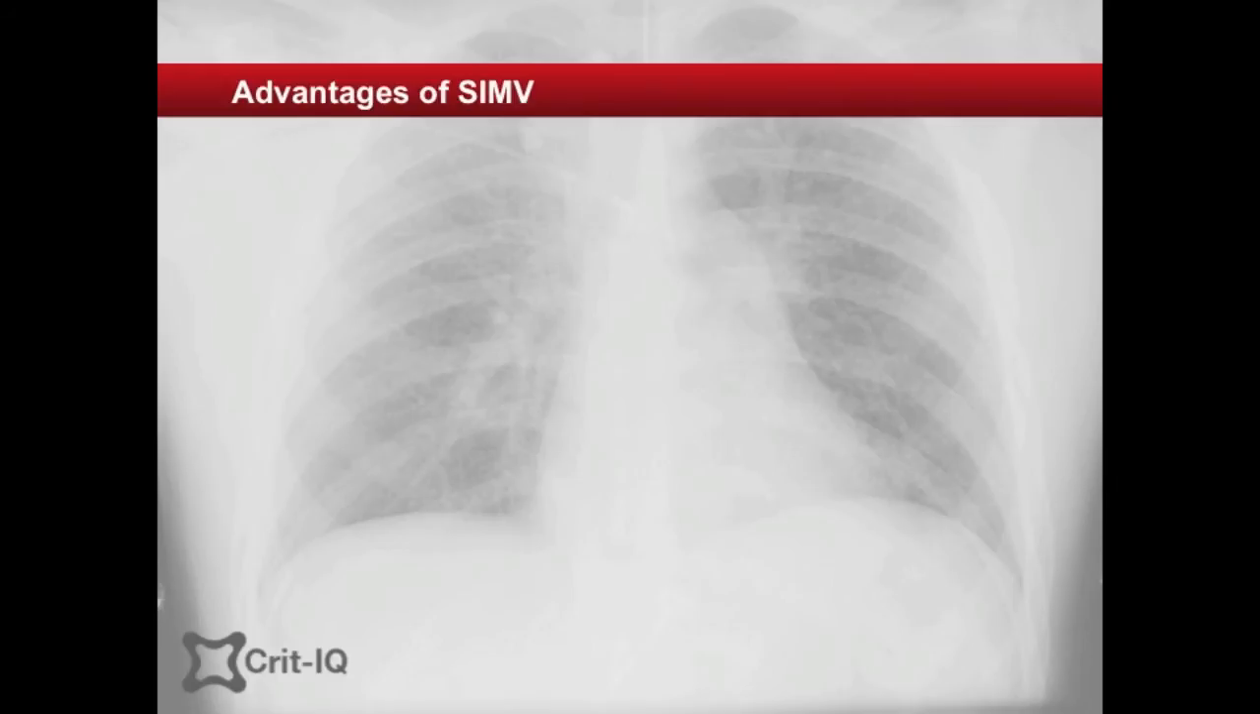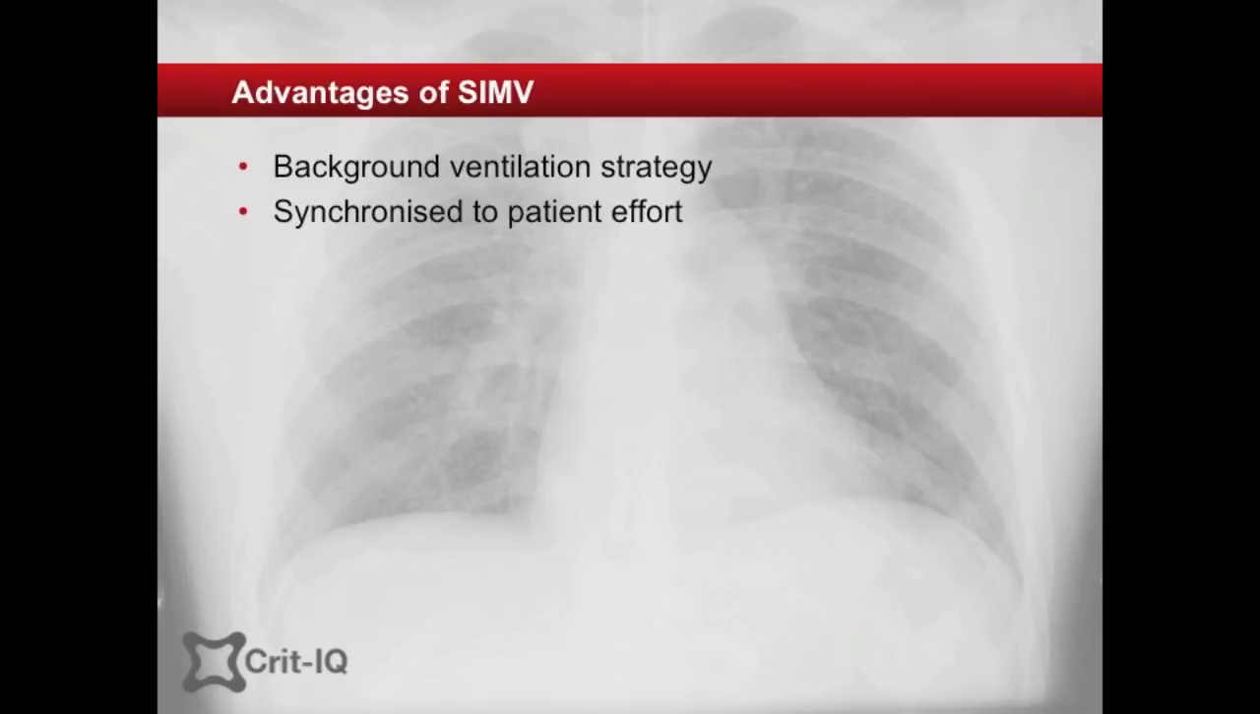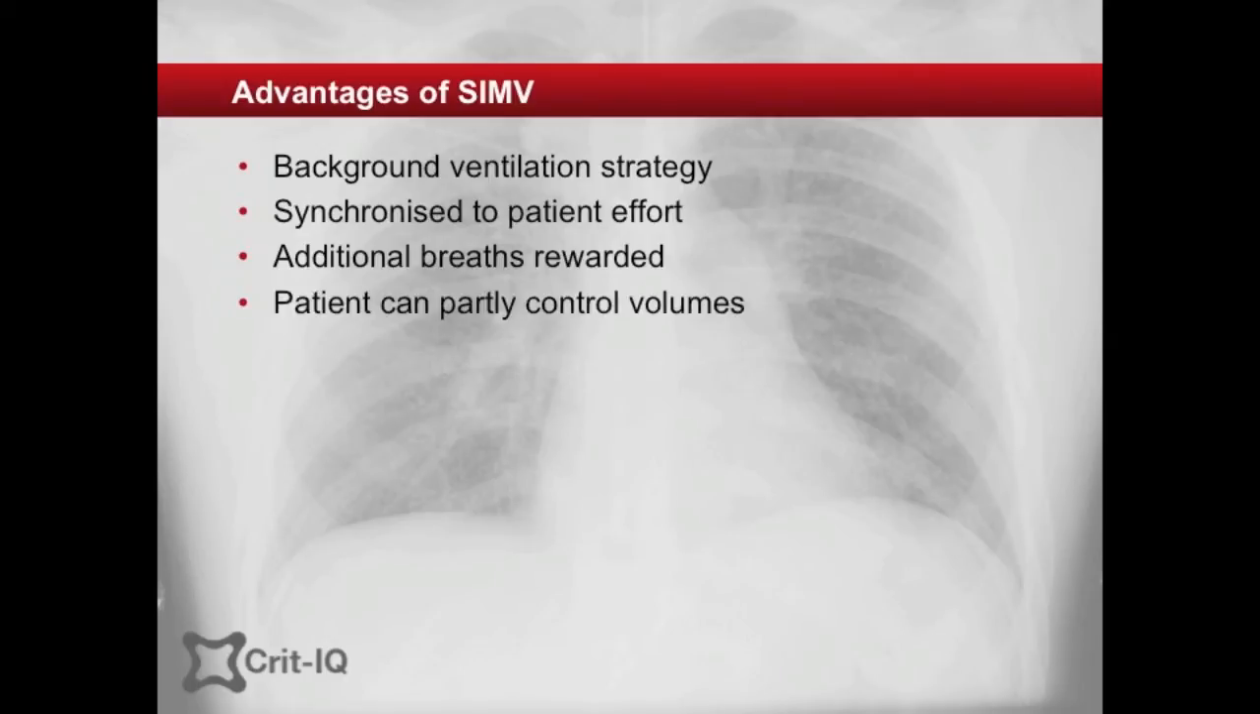The advantages of SIMV are that it provides a safe background ventilation strategy that is synchronised to the patient's effort, improving comfort. It also provides ventilation support for patients who trigger the ventilator more often than the background mandatory rate, and the patient is able to partly control the volumes achieved. Therefore, respiratory alkalosis, hyperinflation, and patient discomfort are far less problematic than with ACV.